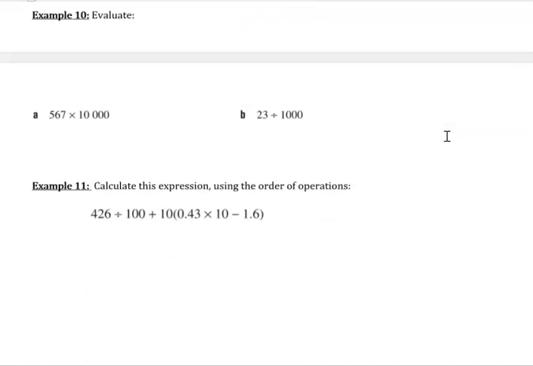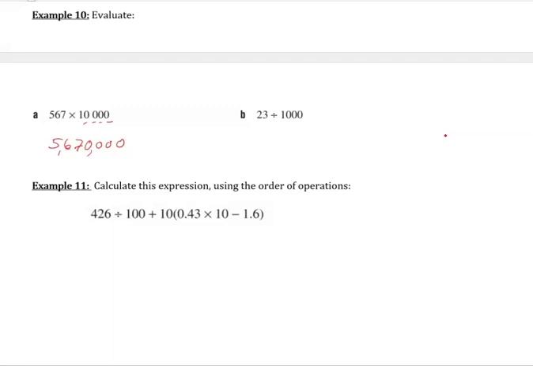Evaluate the following. 567 times 10,000. We have 4 zeros, so we have 567 plus 1, 2, 3, 4 zeros, and we can put our commas in there to make it a little easier to see, but that is the answer.